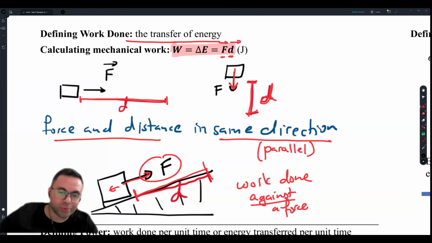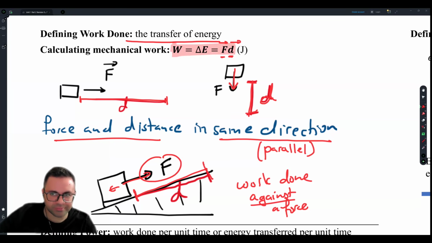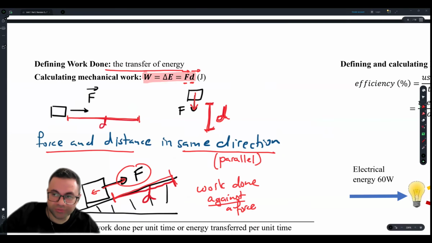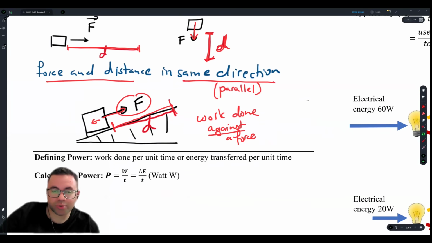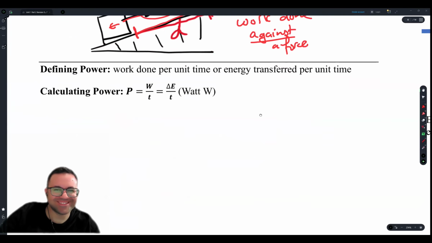And I want to know the work done against friction, meaning how much energy friction is trying to take away from you. It's also force times distance. Okay? So the words work done against or work done by shouldn't confuse you at all. It's just work.